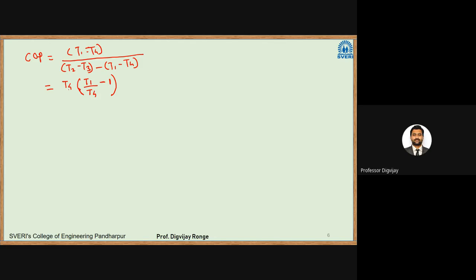You can cross check again. If I multiply this T4 into the bracket, the T4 will cancel, and I will get T1, and this T4 into 1 will be T4, so again I will get T1 minus T4. Similarly, I will do it in the denominator also. Please watch carefully. I will take T3 common, so what I get in the bracket is T2 by T3 minus 1, minus, taking T4 as common again, T1 by T4 minus 1.